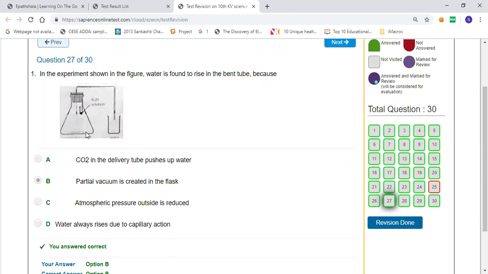So what will happen here? The gas is not able to come from this area. Air from outside cannot enter. So whatever air is present, the carbon dioxide in it is absorbed by KOH. So the amount of gas in this container decreases. Yes, ma'am. The amount of air present in this container will decrease. So due to the decrease, what happens here? Partial vacuum.